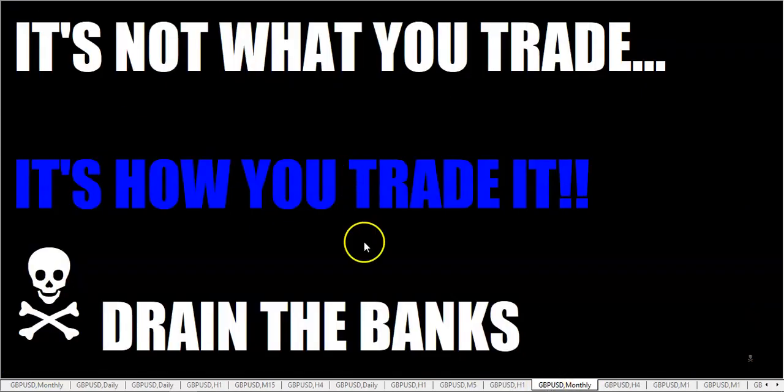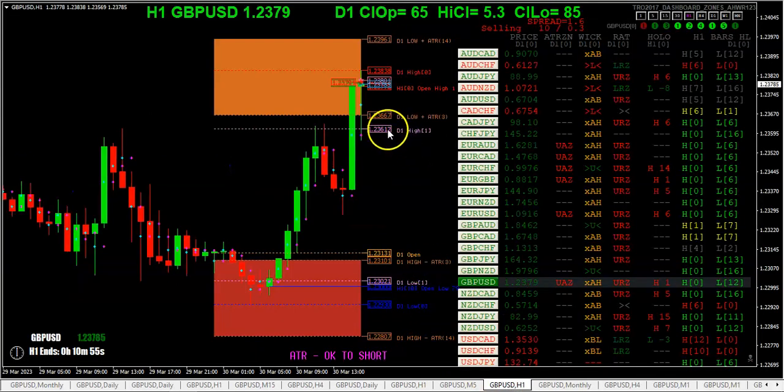It was a nice breakout, actually, if we go back. A nice breakout of that daily high right here, and then it dropped down and then shot back up again. I don't know why it didn't take that long. I was trading, I just didn't.